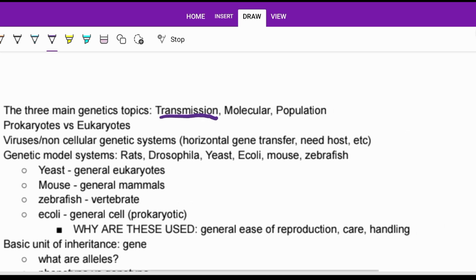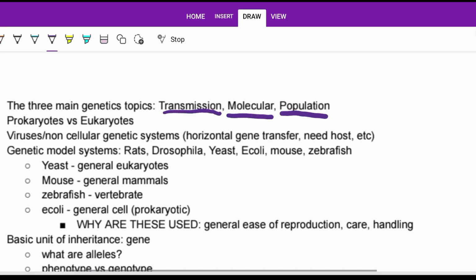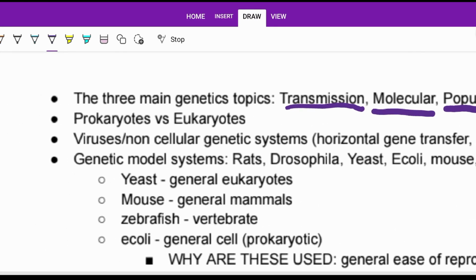So that's transmission genetics. We have molecular genetics, which is kind of what we're learning now, exactly what's happening in the DNA and the RNA, interactions between DNA, RNA, different proteins, different enzymes, all sorts of that. And then we have population genetics, which is looking at the population as a whole and seeing what the genetic diversity of a population is, and how that can change depending on certain events, and just how organisms evolve.